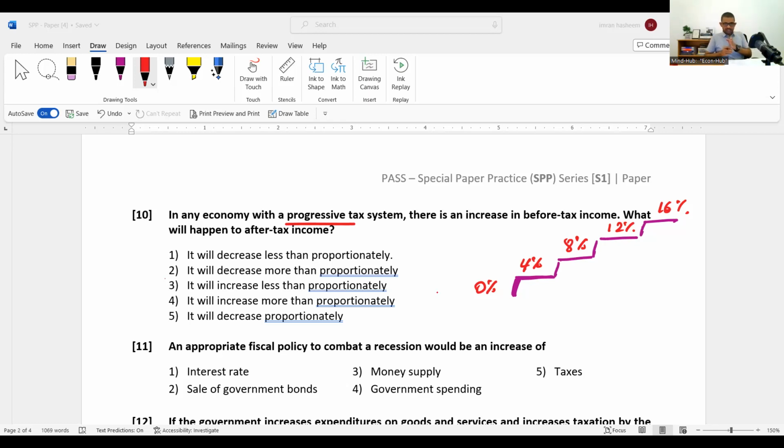It will decrease. You understand that part about the tax we pay? If the income increases, because the percentage increases, after tax the income will decrease definitely, right? And by a big amount, because before tax the income has increased. So the correct answer should be number 2. Thank God.